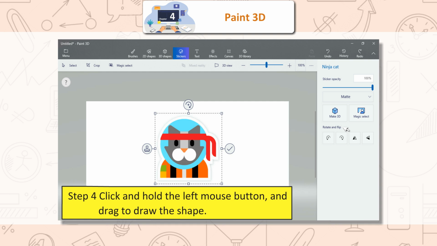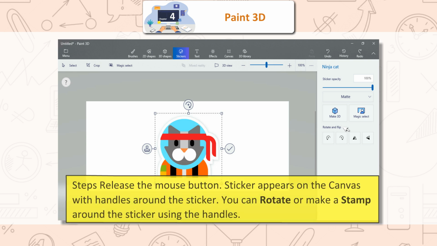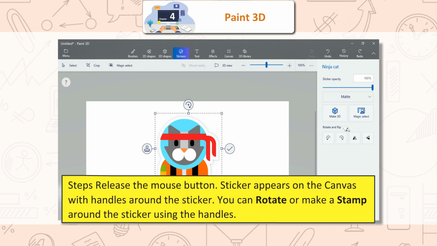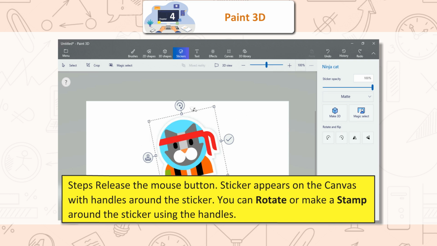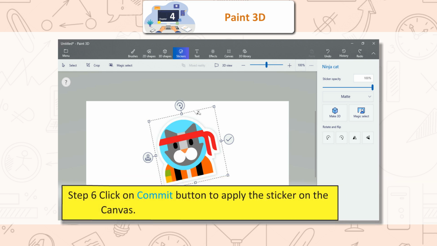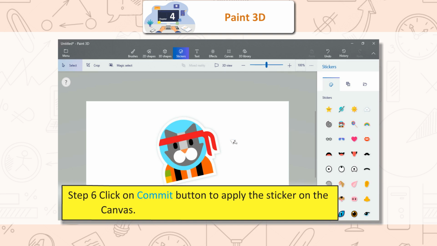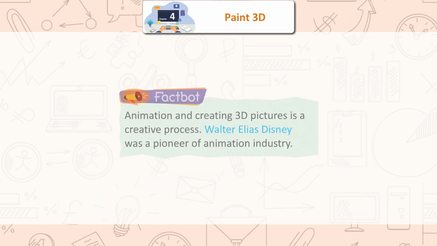Step 4. Click and hold the left mouse button and drag to draw the shape. Step 5. Release the mouse button. Stickers appears on the canvas with handles around the sticker. You can rotate or make a stamp around the sticker using the handles. Step 6. Click on Commit button to apply the sticker on the canvas.